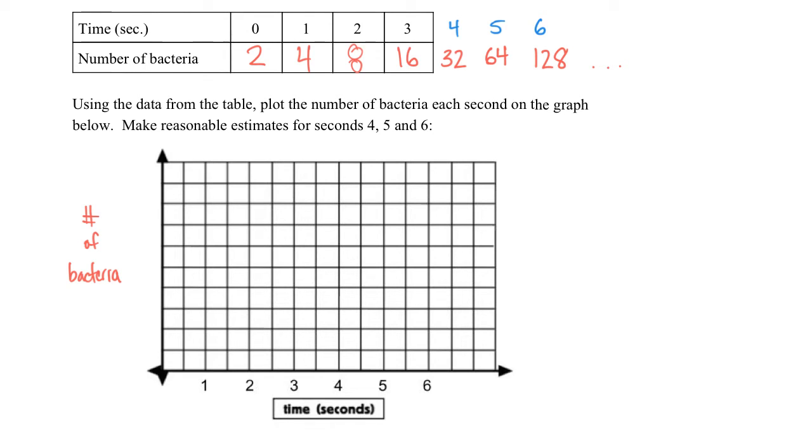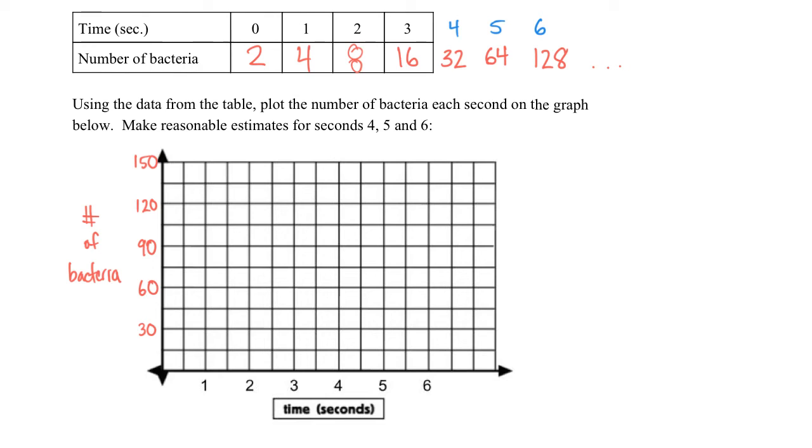So the first one is going to be 15. I'm going to skip that one and go right to the next one, which is 30. And then the next one is 45. The next one after that is 60, and then 75, and then 90, and then 105 and 120, and then 135 and then 150. So that seems like a good scale.